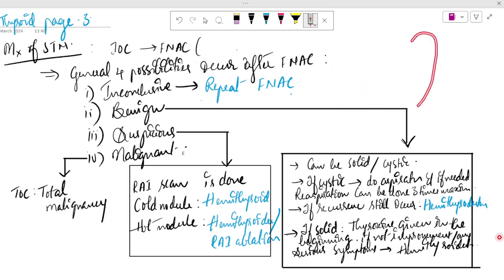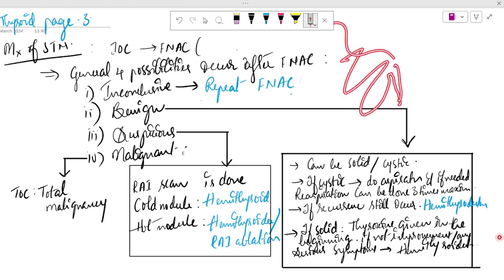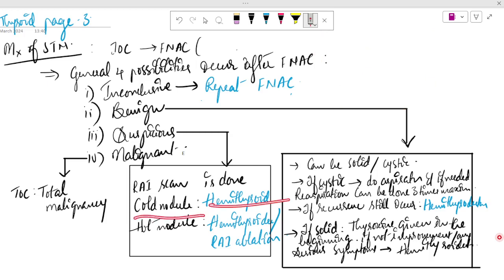You understand now what is hemithyroidectomy? You will remove this part: isthmus plus one complete lobe. That is hemithyroidectomy. Okay. So if it is a cold nodule, you remove the hemithyroid. You do hemithyroidectomy. If it's a hot nodule, also you do hemithyroidectomy, or you can also do radioactive iodine ablation.